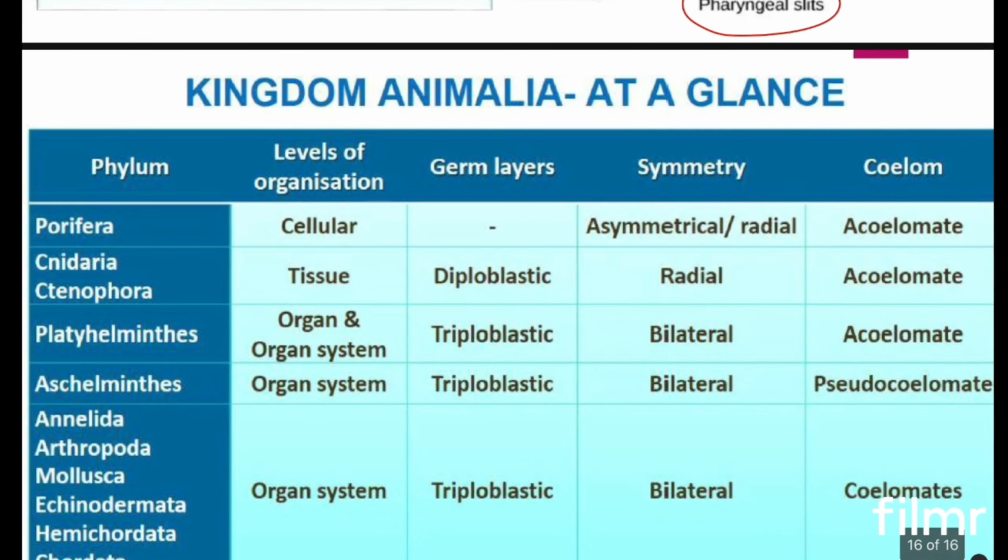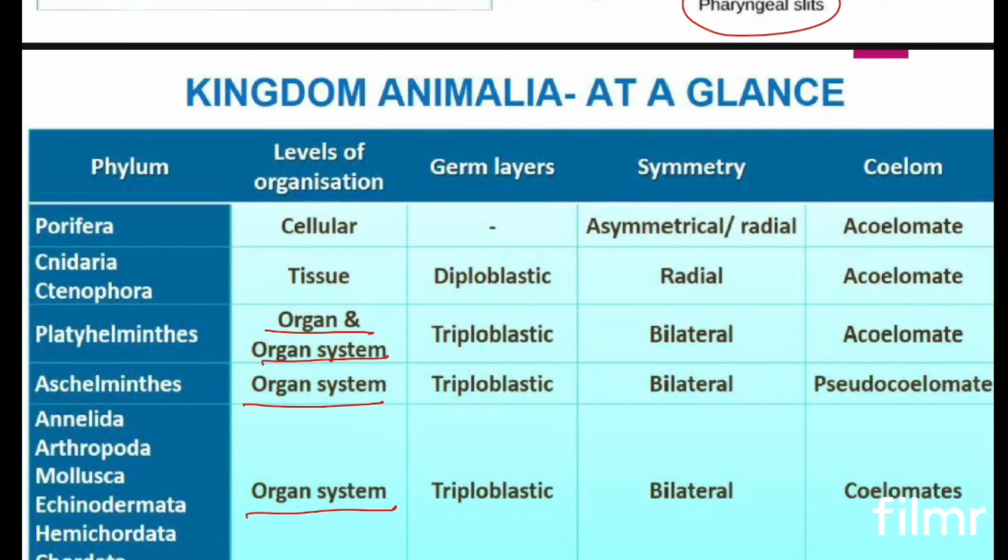So here in a comparative analysis, or a short glance, you can see all the phyla. At the level of Porifera, it is cellular level. Cnidaria, otherwise known as Coelenterata, and Ctenophora, these two categories are tissue level organization. Platyhelminthes and Aschelminthes are organ level, and Annelida to Chordata are all organ system level, right.